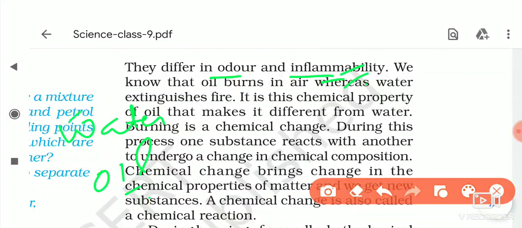Inflammability means water extinguishes fire and oil burns in air. We know that oil burns in air whereas water extinguishes fire. It means they have different chemical properties. It is this chemical property of oil that makes it different from water.